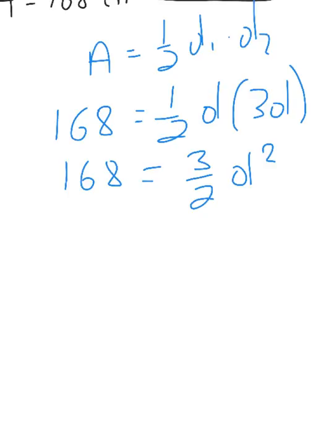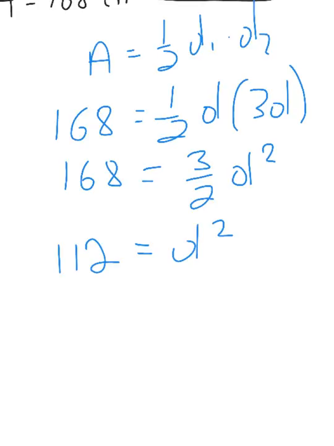Okay? So now if I divide by 3/2 or multiply by the reciprocal, 168 times 2/3. If you think about it, it's 168 times 2 divided by 3. You get 112. So you get 112 is equal to d squared. Okay, again, how did I get the answer? I divided by 3/2 or multiplied by the reciprocal.